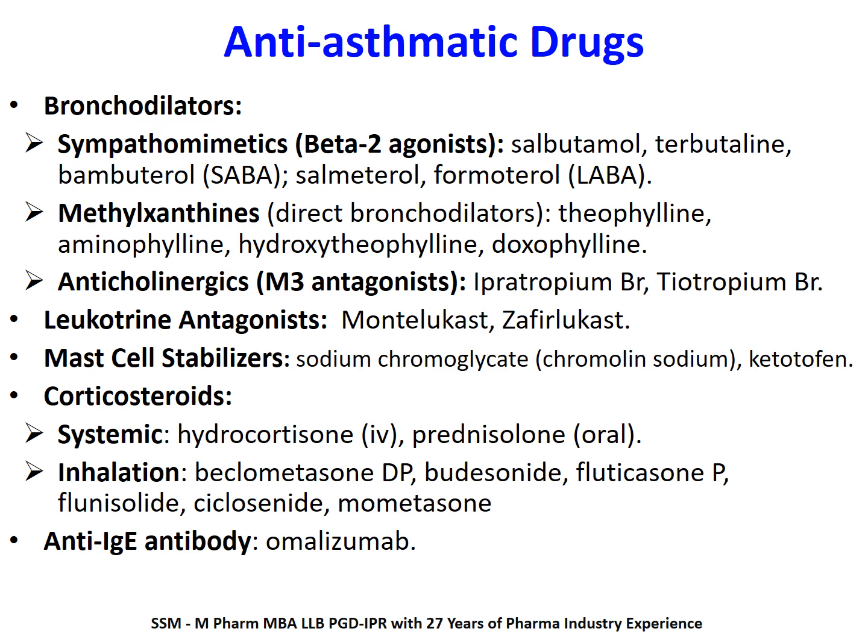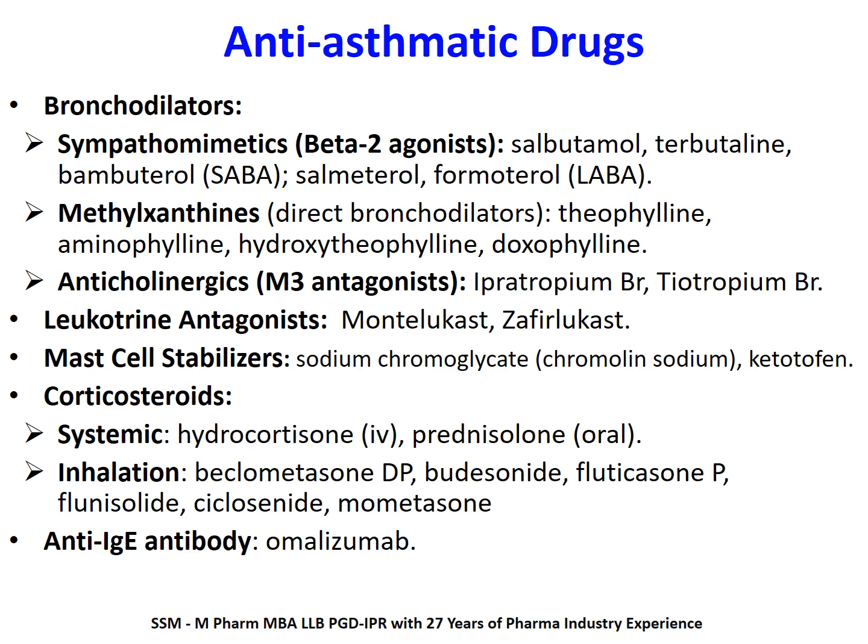Next category of antiasthmatic drugs is leukotriene antagonists, which antagonize the action of leukotriene, which is an inflammatory mediator. Drugs include montelukast and zafirlukast. Next category is mast cell stabilizers, which stabilize the mast cell and inhibit the release of histamine and other mediators of inflammation. Drugs include sodium cromoglycate or cromolyn sodium and ketotifen.